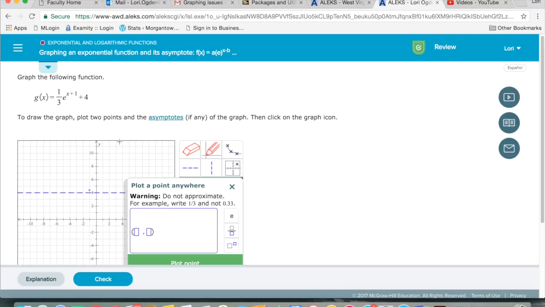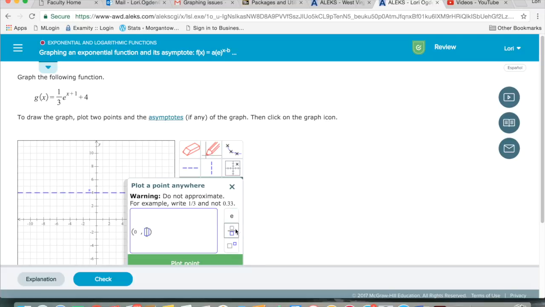Now let's plot another point. Again, make it easy on yourself. If I put 0 in for x, then this would just be e to the 1. So I would have 1/3 e plus 4. And that's exactly how you can plot it.